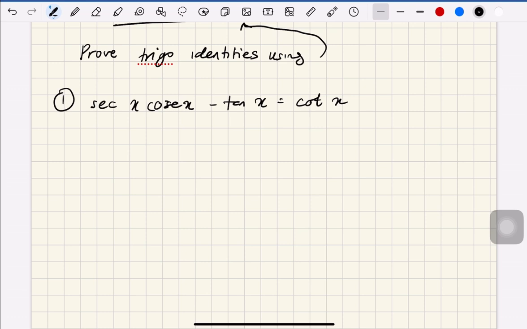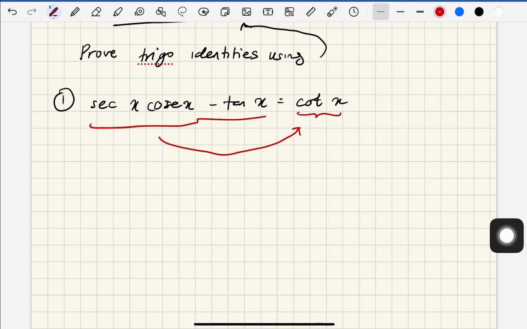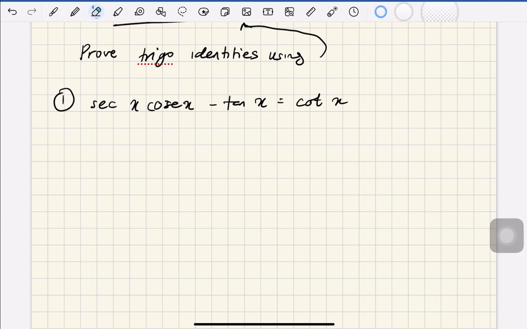Okay, so we have to prove either one. The question is, which one, the left hand side or the right hand side? The answer is the left hand side. We have to make the long one into the short one. Always take the long one and then simplify it, and it becomes cotangent x. Simplify it, become the shorter one. Okay, so going to take that one.